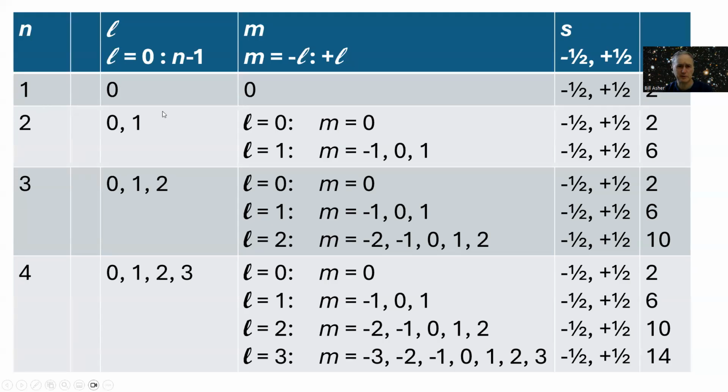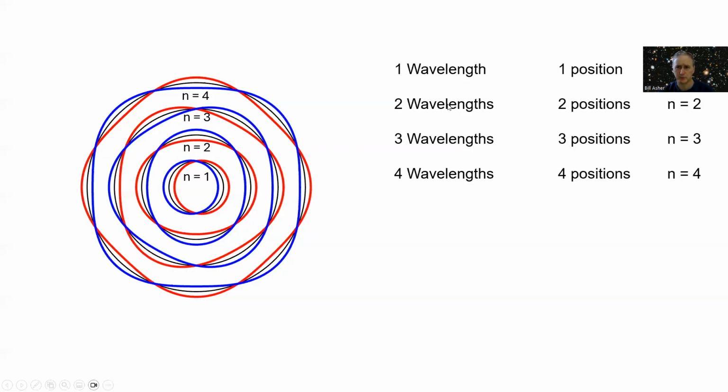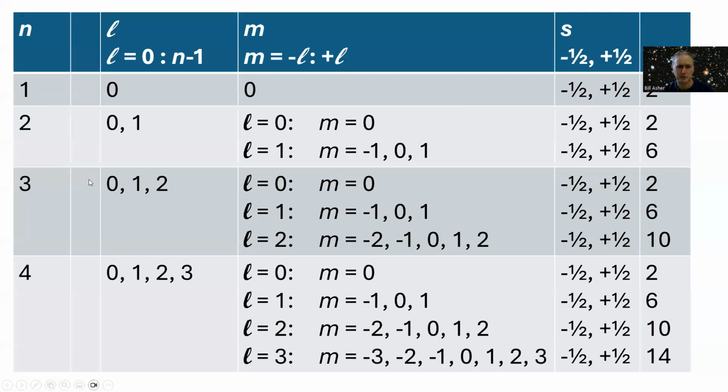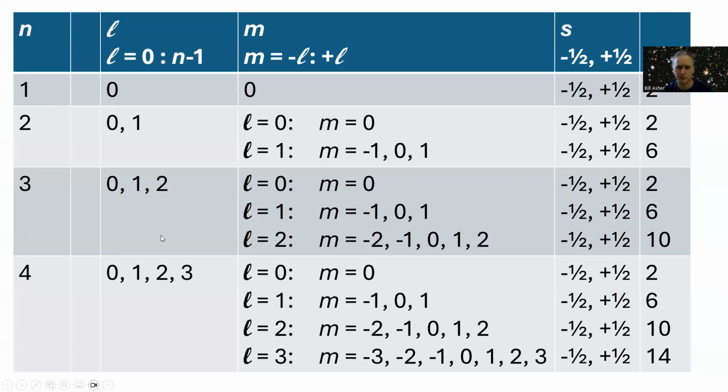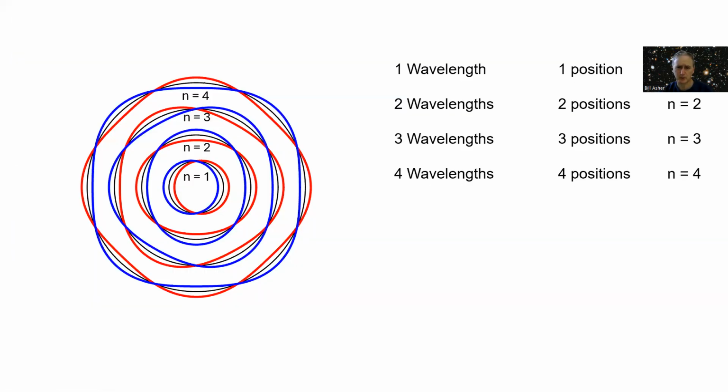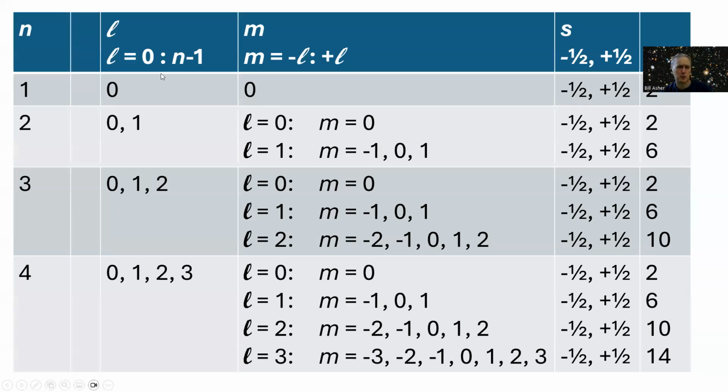For n equals 2, there's two positions. It can have L equals 0 or L equals 1. And here, for n equals 2, there's two positions. For n equals 3, three wavelengths, there are three positions, just like for three wavelengths. And for n equals 4, there's four wavelengths, just like in 4. So what's going on with these principal quantum numbers is this principal quantum number is quite literally the number of integral wavelengths around the nucleus that the electron can have.